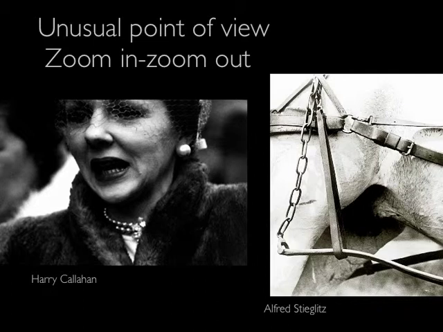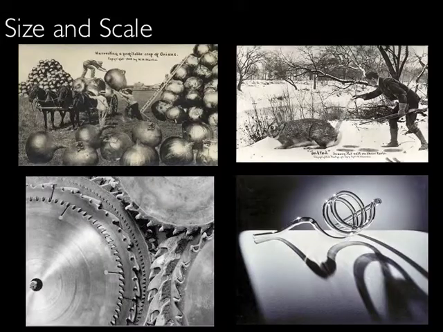The one on the right is zoomed in on a horse in a private area, which I won't say any more about, but different points of view can make a more interesting photo. Size and scale can also be interesting if you enlarge something unusually. For example, the rabbit or the onions at the top are exceedingly big, bigger than they're supposed to be.